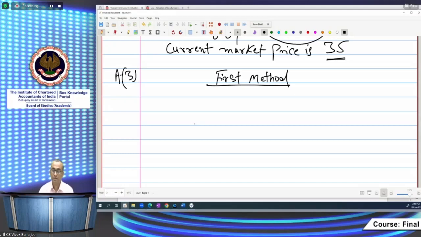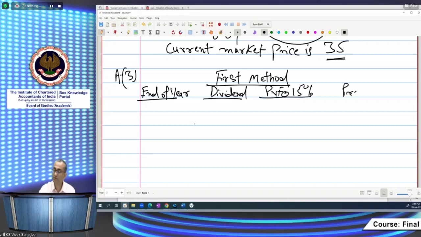So first method. Present value factor at what discount rate? Discount rate is 15%. Present value factor at 15% and present value. So for the first year and second year.